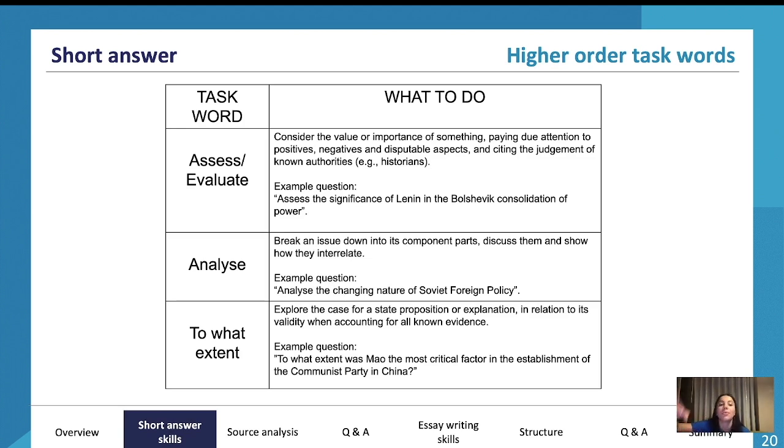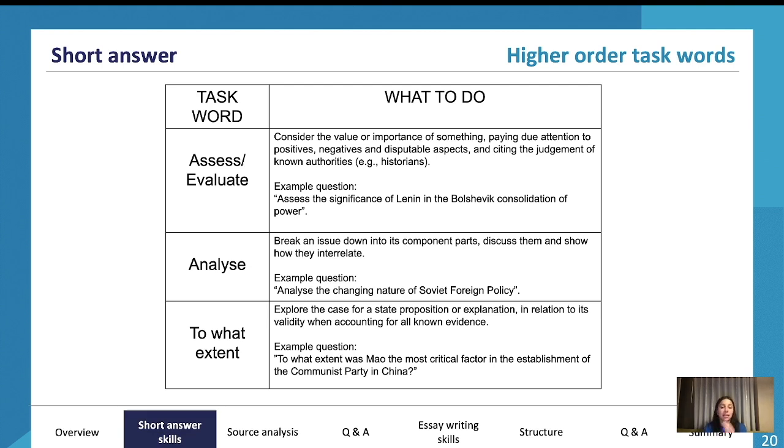And then it gets all the way here to the higher order task words, which is assess, evaluate, to what extent. So the medium and the higher order task words are what they also use for the essays, which is why I wanted to show you these. I know it's so typical and it can get really boring to study them, but the entire paper is using this language, and every question that you answer will have one of these words at the start. So you want to make sure that you know them and what they're asking of you.